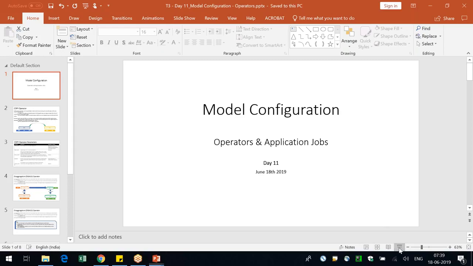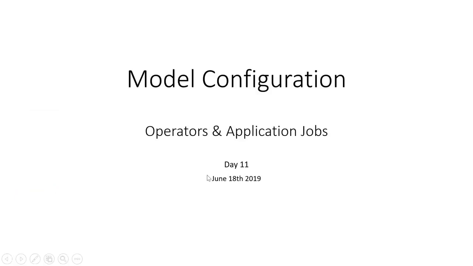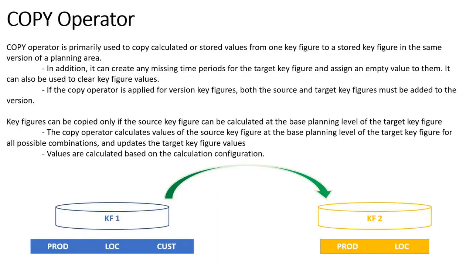So today we'll continue with our model configuration. Today we'll see the operators that we use to copy the data from one key figure to another key figure, and there's also another operator called the copy and disaggregate operator. We'll be configuring these two operators and attach them to our planning area, and then we'll use them in our planning.